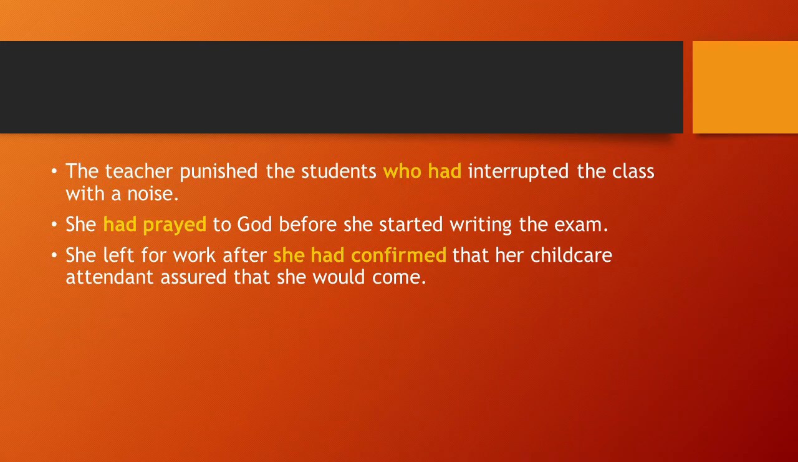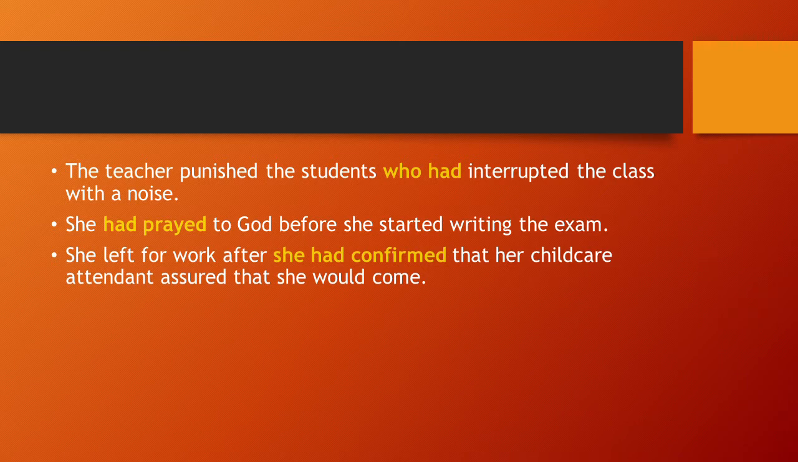Some more examples here. The teacher punished the students who had interrupted the class with a noise. In this sentence, you have the past perfect coming after the later action. What happened first? Did the students make a noise or did the teacher punish first? It was the students making noise that happened first. The students who had interrupted the class with a noise, that had happened before the teacher punished, and it is because of this noise that the teacher punished the students.